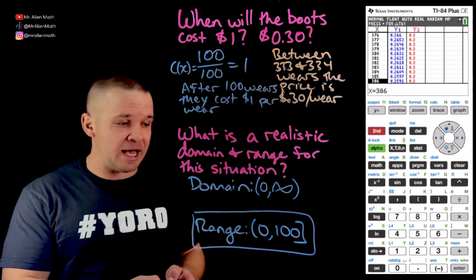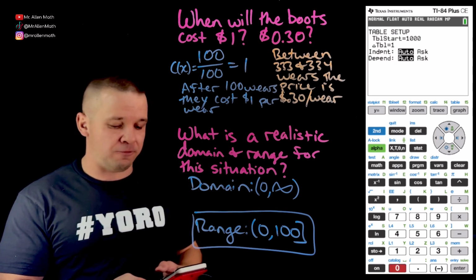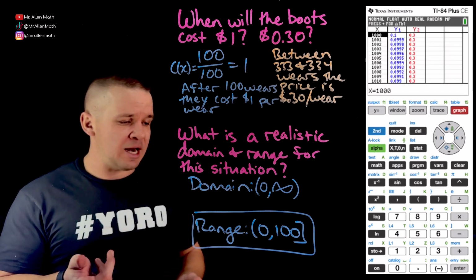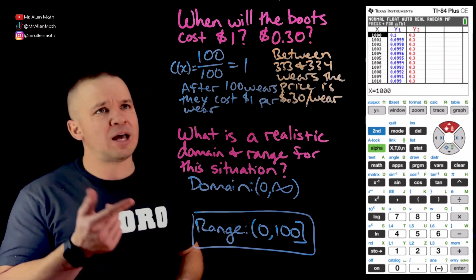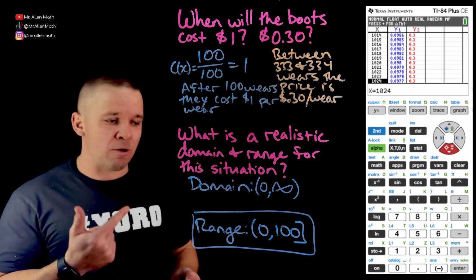So let's go back to table set, and let's just jump to, say, 1,000. Just for fun. And then I'll hit second graph. And now we're at 10 cents right there, right? That makes sense. 100 divided by 1,000 is going to give me that 10 cents. And we're getting smaller in the 9-cent range.